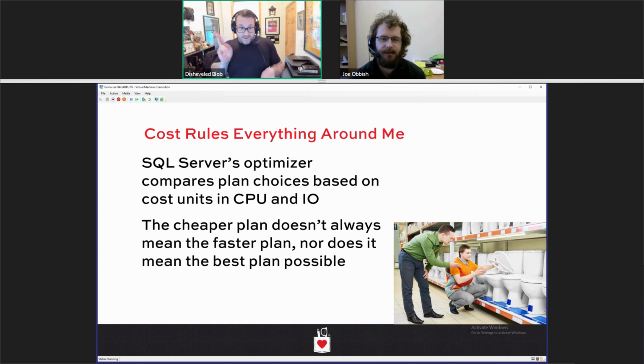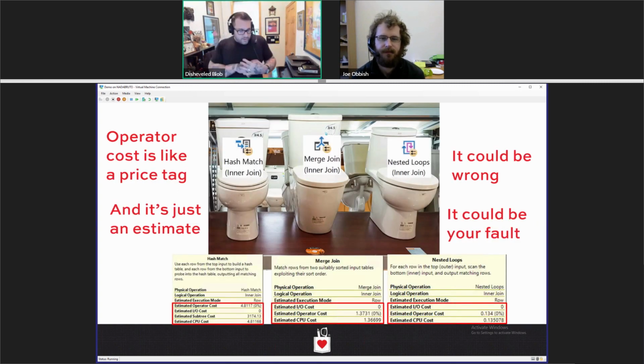Nowadays, the cheaper plan doesn't mean the faster plan, and it doesn't mean the best plan possible. When you look at an operator and you see the cost on it, the cost is just like a price tag. The only thing SQL Server cares about is how much that operator costs. If it found a really cheap way to do something, it's going to stick with that cheapskate way to do it. It doesn't care about bells, whistles, flags, streamers, cool anti-lock brakes, sunroofs. It doesn't care about any of that. All it cares about is getting the cheapest thing possible.